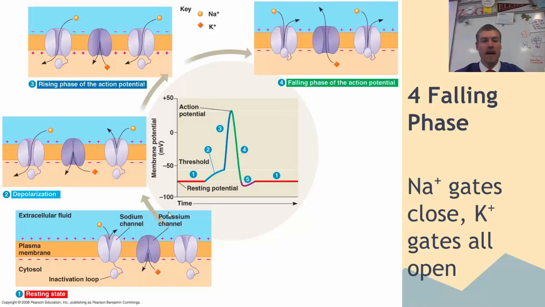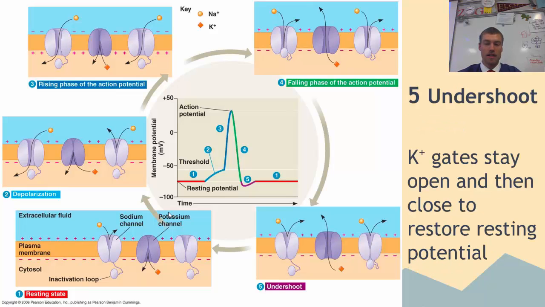In the falling phase of the action potential, the sodium gates get plugged up, so no longer can sodium move through the open gates. The gates are also beginning to close at this time, and the potassium gates are going to open. As the potassium gates open, now potassium is flowing out of the cell, and that is going to flip the polarity again back to the resting phase, back to the resting potential.